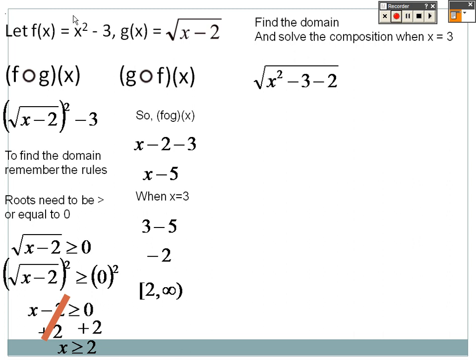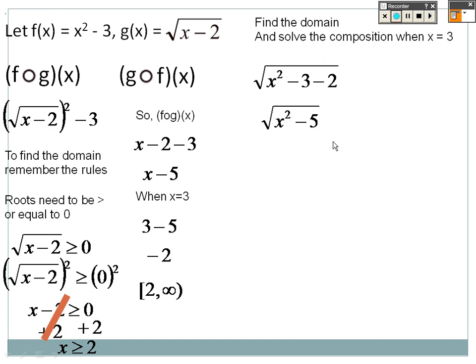Now with this one, I take f, because f is second, and I plug that in. So it's the square root of x squared minus 3, minus 2. And when I do that, I get the square root of x squared minus 5. Now this is what I'm talking about. This changed, okay? These two, when you push them together, it changed what was underneath the root. It changed what your domain is going to be now.